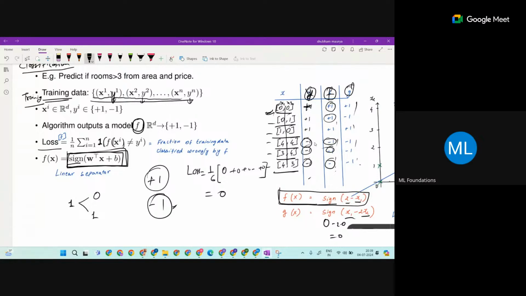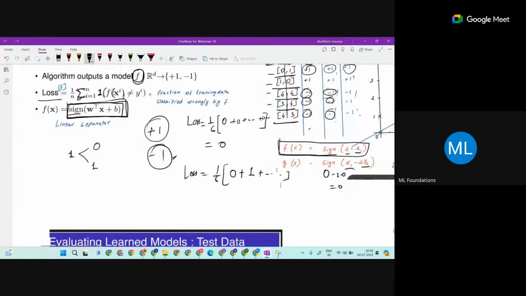Similarly, if we calculate the loss for model G, see this plus value is here, plus value is here. So the loss for G is going to be 1 by 6 times the summation. This is going to be 0 for the first one. Now this is a plus value, but it is -1, so here it is going to be 1. Similarly, we can calculate where it is going to be plus or minus, sum them all and divide. That is going to be your loss for the model G.